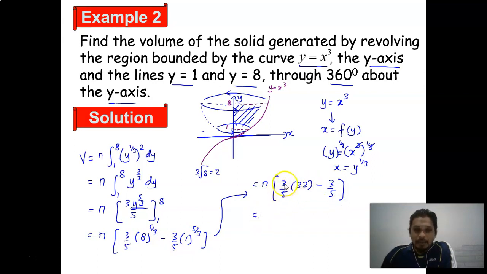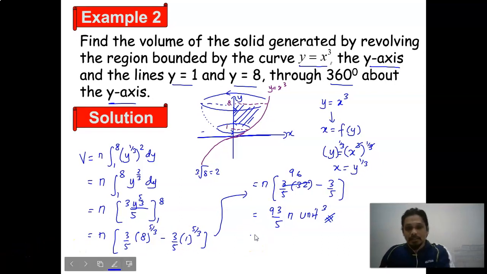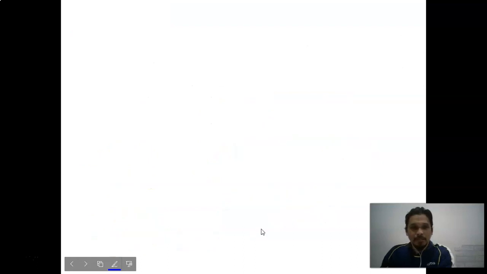3 times 32 equals 96. 96 minus 3 is 93 over 5 pi unit cubed. There you go. So let's take a look at the next page.